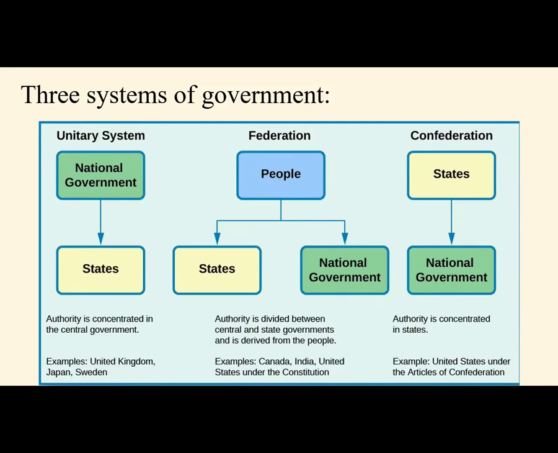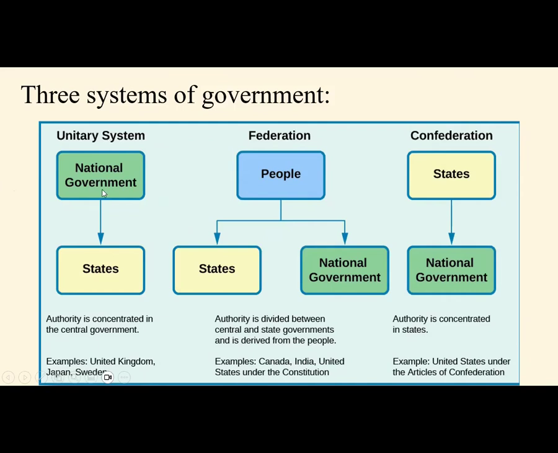So if you think about before the Revolutionary War, we were colonies of Great Britain. And Great Britain's government system was known as a unitary system. So that's here on this graphic. This is just a graphic representation of the different systems of government that have occurred in the United States of America. So as colonies, we were part of a unitary system.